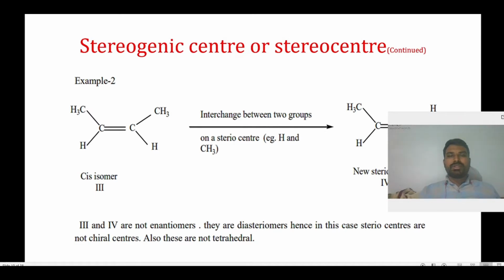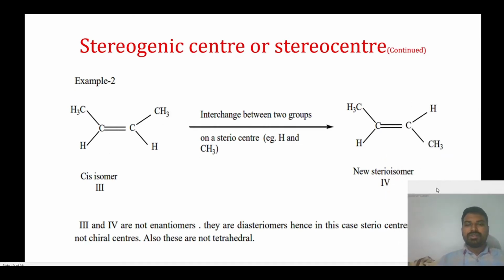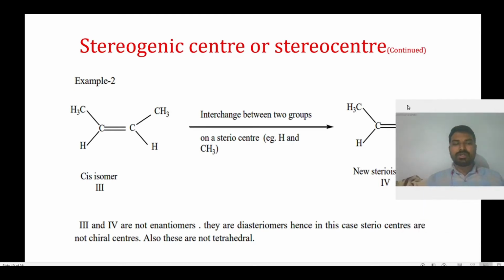Now stereogenic center is continued. We will continue with the second example, that is cis isomers. Cis means the groups are on the same side. Now we will interchange two groups, for example H and CH3, meaning on one side we will change it. Now what we find is trans isomers, that is new stereoisomers. So the third and fourth are not enantiomers, they are diastereomers. Hence in this case the stereocenters are not chiral centers, and they are not tetrahedral.